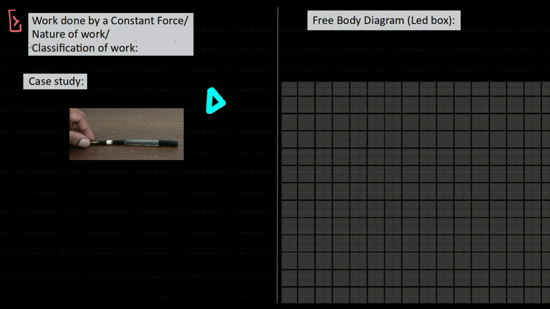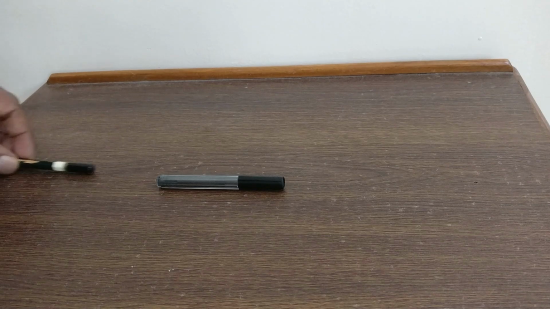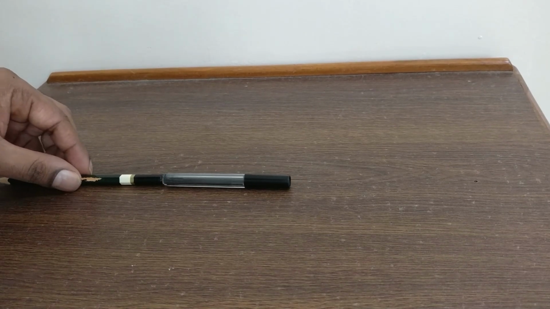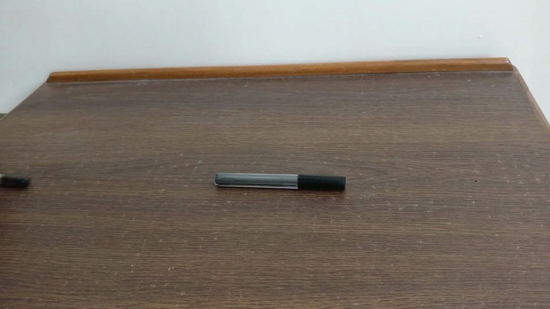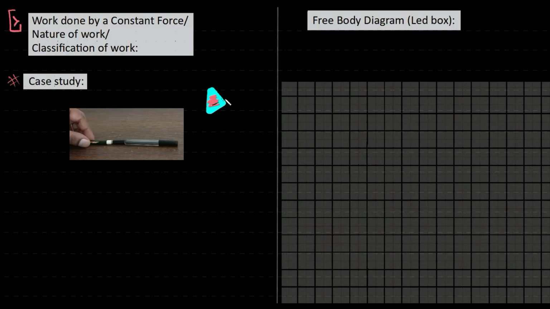Here we're going to learn about classifying work. To help us with this, we have a case study. So please have a look at this particular case study. So what is it that we observed? We have a lead box. Very simple case. It's being pushed to the right. Agree? So let's look at the free body diagram of the lead box during the push.